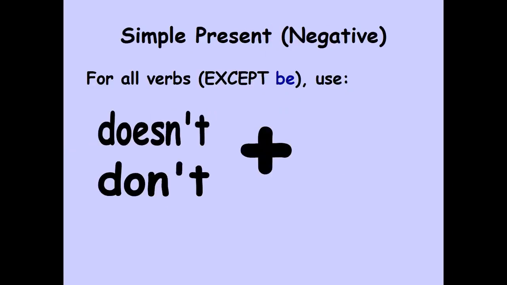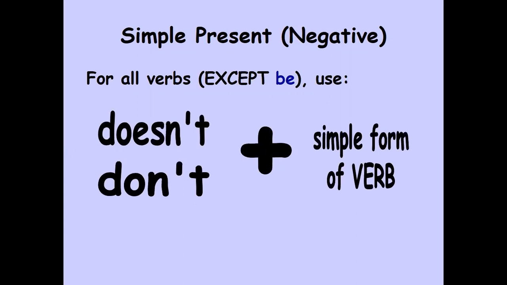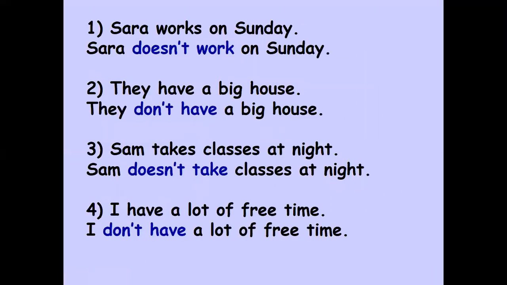The negative of all the verbs except the verb to be is going to be doesn't and don't plus the verb. Remember that the s is no longer required in this case. So I don't like, she doesn't go, etc. For example, affirmative, Sarah works, negative, Sarah doesn't work. Number 2, they have a big house, negative, they don't have a big house. So the most important is to remember to use don't and doesn't, and hopefully with contractions. Try to speak with this important characteristic of the English language.